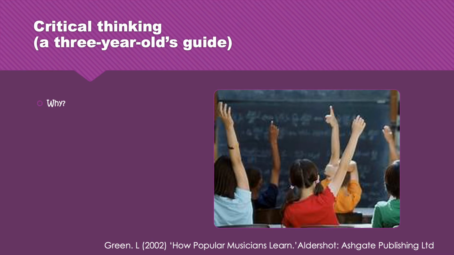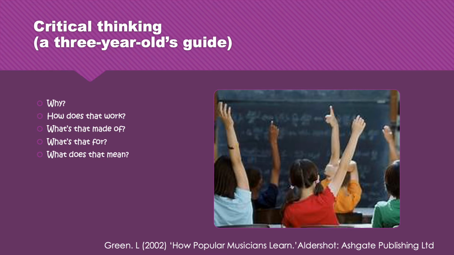So 3-year-olds tend to ask why, how does that work, what's that made of, what's that for, what does that mean? But this person says, how do you know? So what? Says who? And what happens if? Some of those might sound familiar if you've ever spoken to somebody of that age. And this is the mindset that we have to adopt when we're looking at different sources that we might want to include in a literature review.